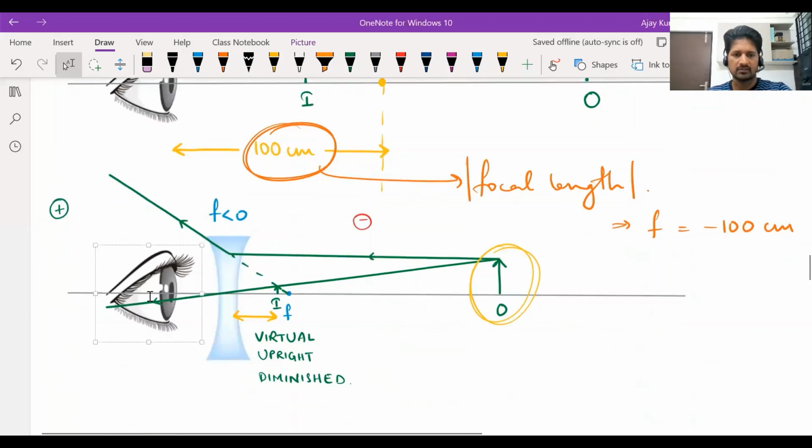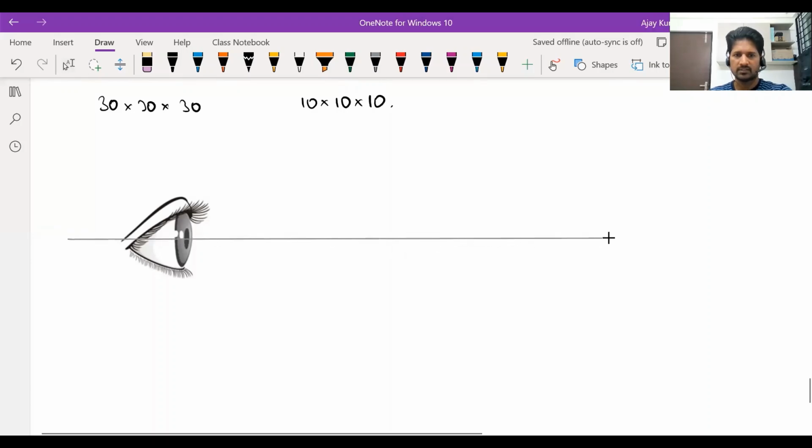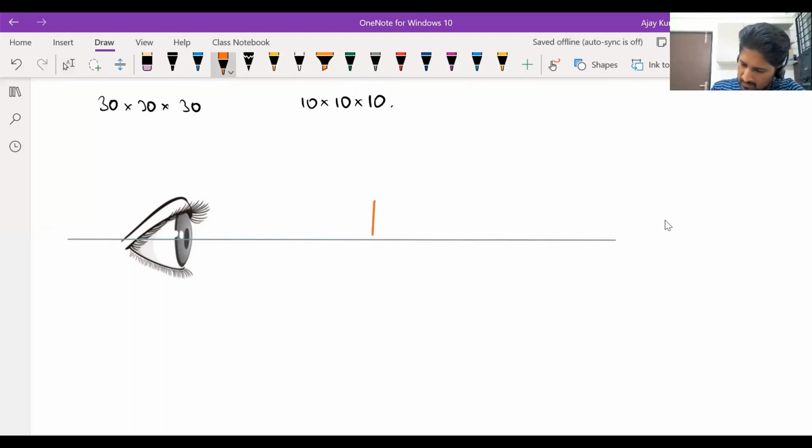So let's consider the eye and principal axis like this. Suppose there's an object in front of the eye, say here. You all must have observed this. A particular object itself, the same object, when it's placed at different distances from your eye, its size appears different. When it's close to you, it appears bigger. When it's far from you, it appears smaller.